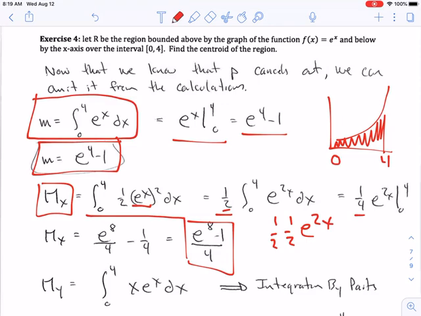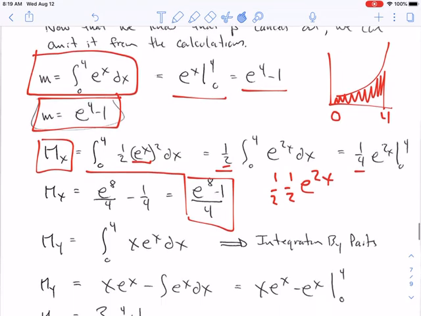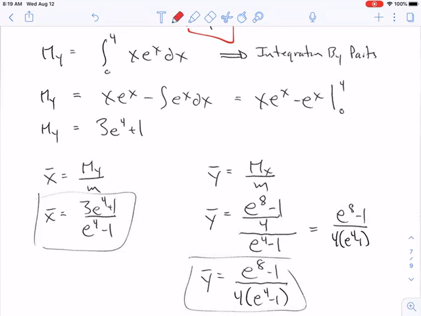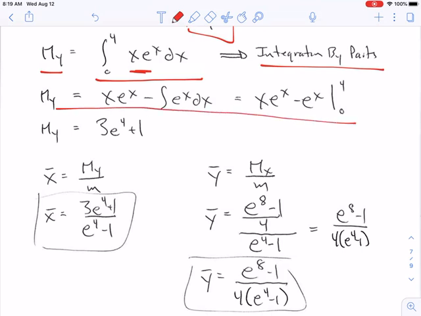Now here's the part that we don't quite know how to do yet. We have to do something called integration by parts, which is section 1 of the next chapter. So that will be my next set of notes in my next video. So the moment about the y-axis is the integral of x times the function f of x, which is what we have there. And so we have to do this by something called integration by parts. And so I kind of go through some of what it's going to look like here, and we end up with this. Again, don't worry about how I got this for now.